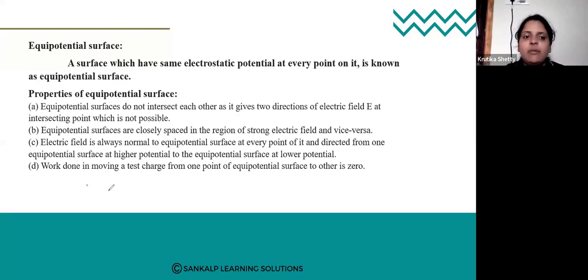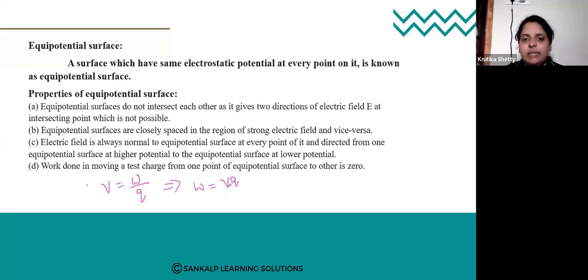See here. So why is work done zero? We know that potential is equal to what? Work done per unit charge. Potential is equal to work done per unit charge, right? So work done is equal to what expression? Work done is equal to V into Q. Work done is equal to V into Q, right?